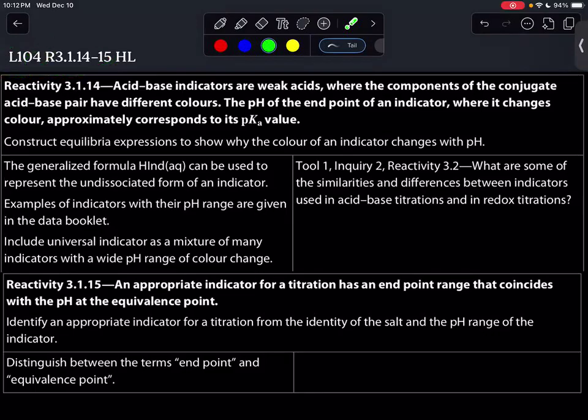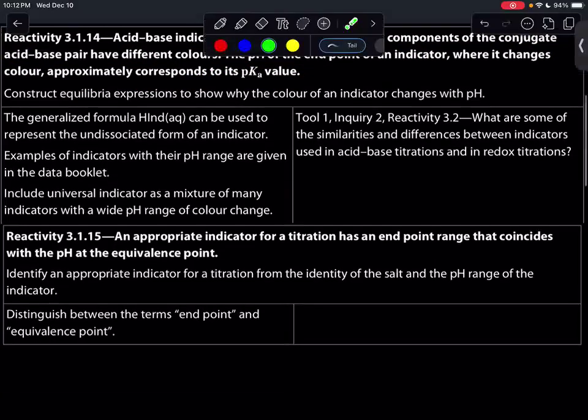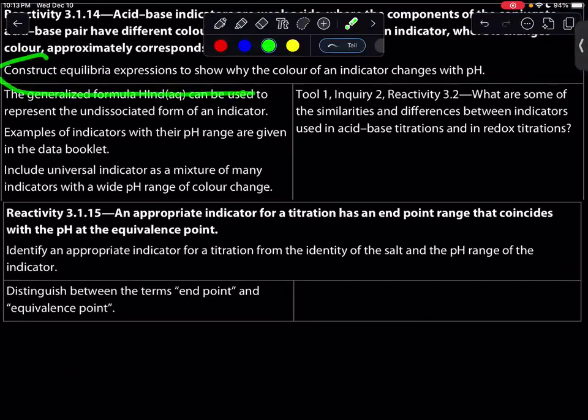In 14, we're going to talk about how acid-base indicators are weak acids, where the components of the conjugate acid-base pair have different colors. The pH of the endpoint of an indicator, where it changes color, is approximately correspondent to its pKa value. We'll talk about how and why we know this and derive that as well. We'll be able to construct equilibria equations to show why the color of an indicator changes with pH.